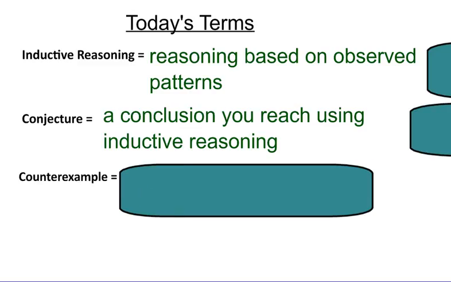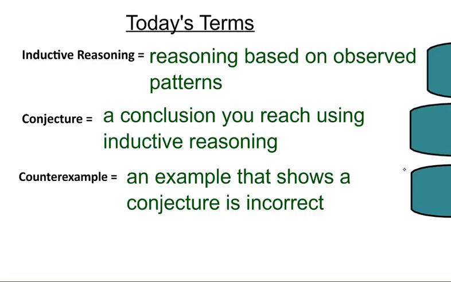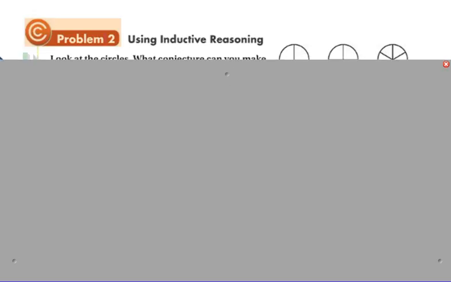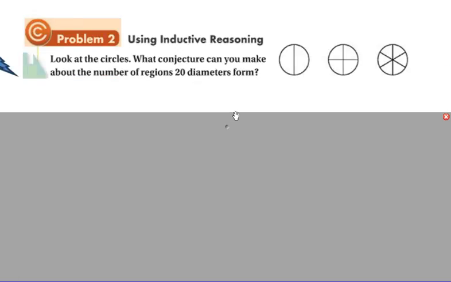And then finally, a counterexample. We're talking about counterexamples, how we can find counterexamples. It's an example that shows a conjecture is incorrect. All right? So those are the three key terms for today. Now we're going to go into a little bit about how to use inductive reasoning. For some, it might come easily. For some, it might not. But we're just looking for patterns. There are so many patterns in math. That's why I think this should come easy for most people in math, but maybe it won't.